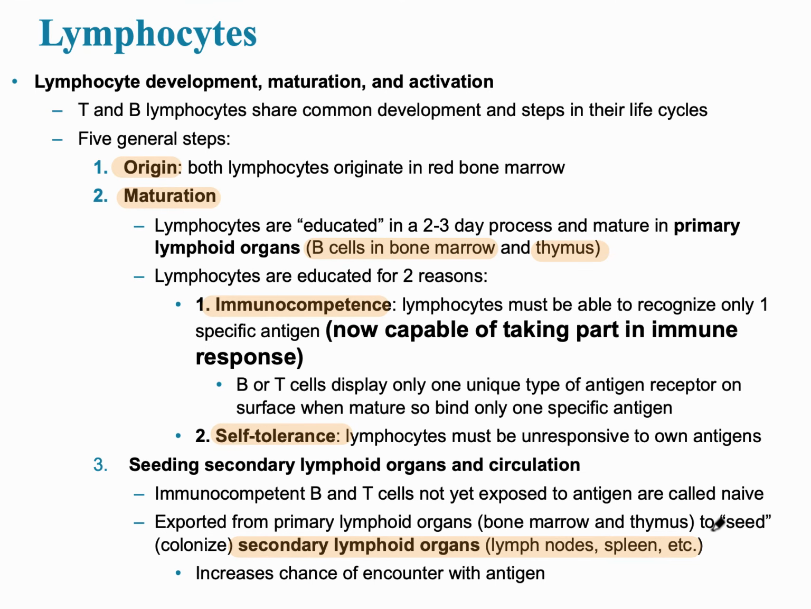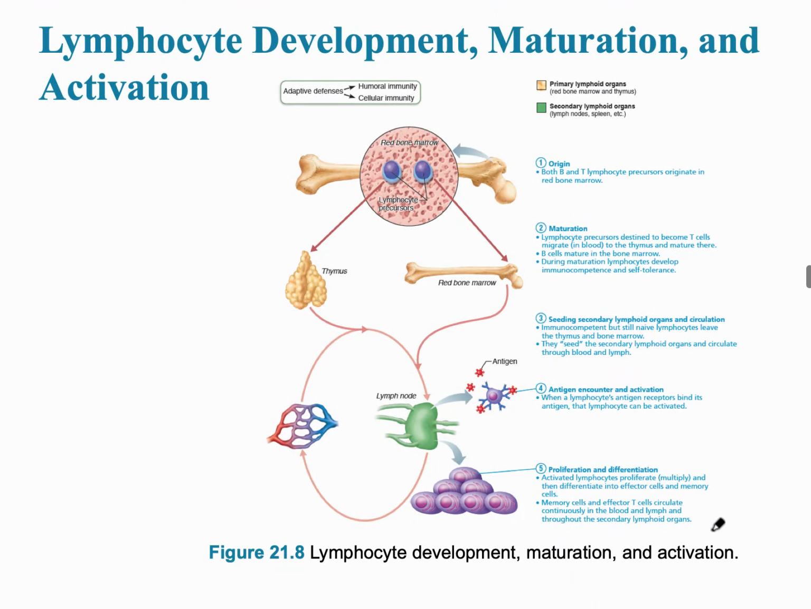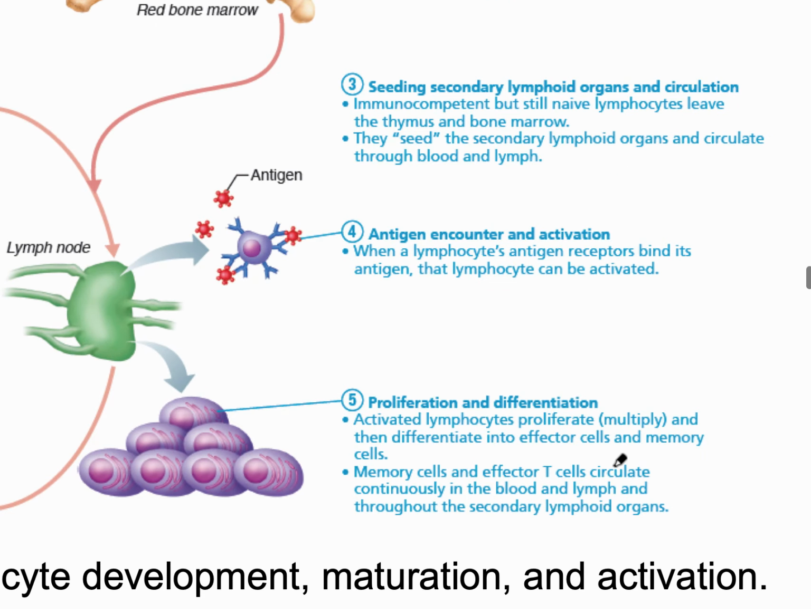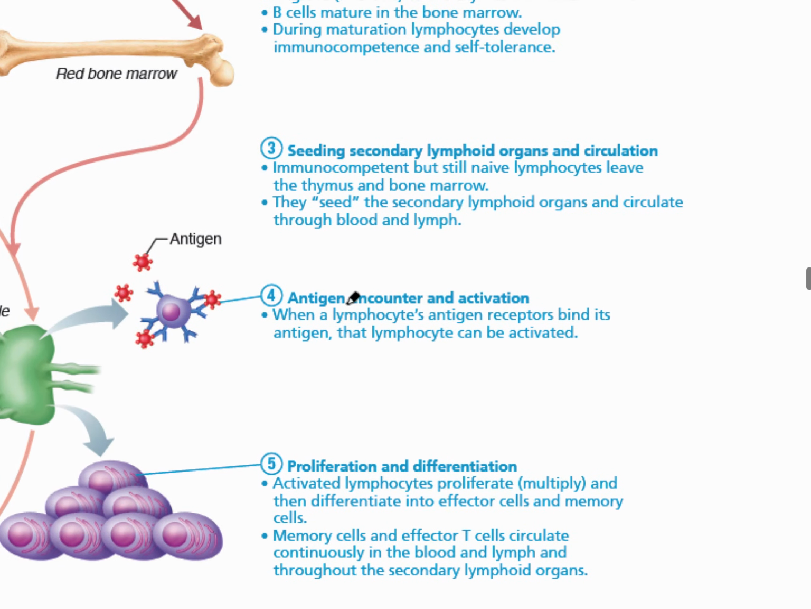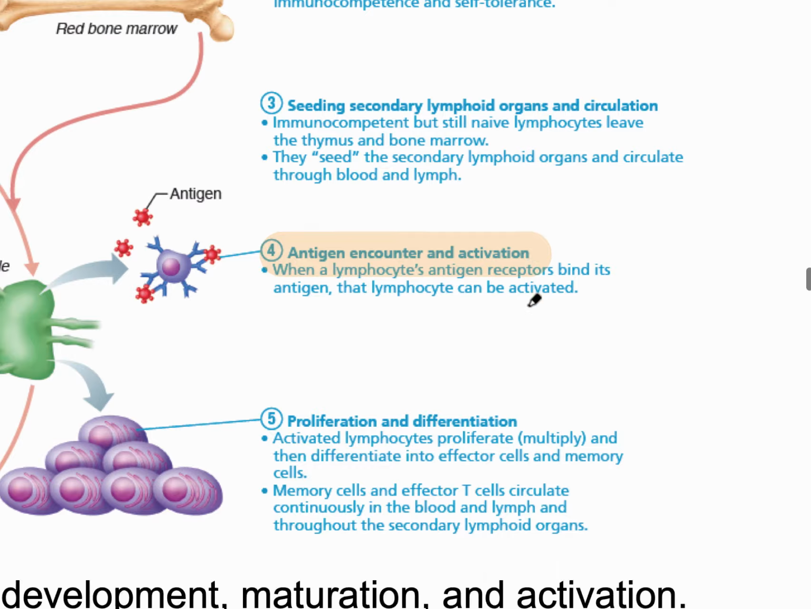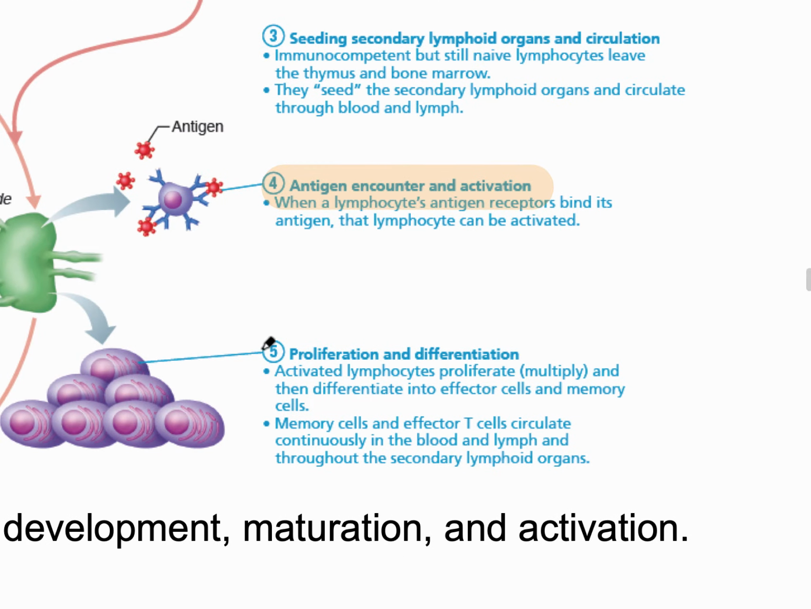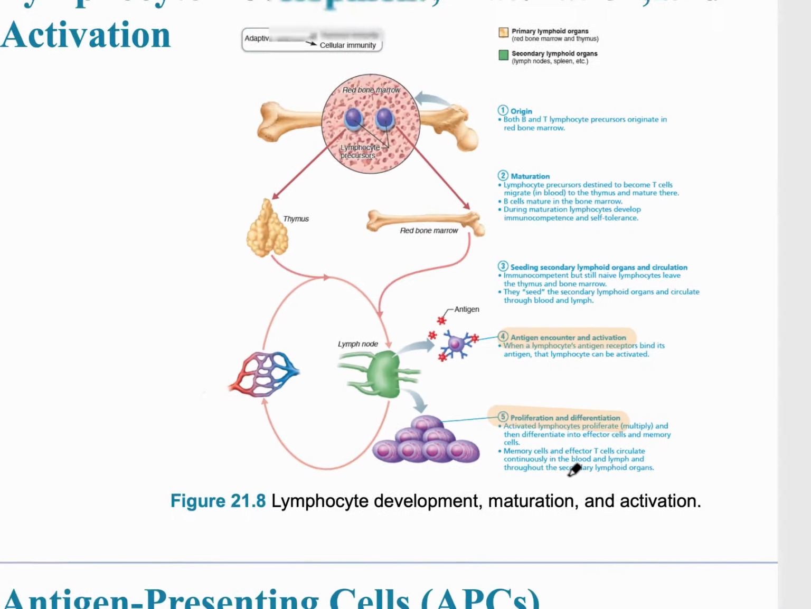The 4th step we'll see in this next diagram here. The 4th step is the antigen encounter and activation. So when a lymphocyte's antigen receptors bind to the antigen, the lymphocyte can be activated. Then the 5th step, the last step, is the proliferation and differentiation, so the multiplication of many lymphocytes and the differentiation as well.